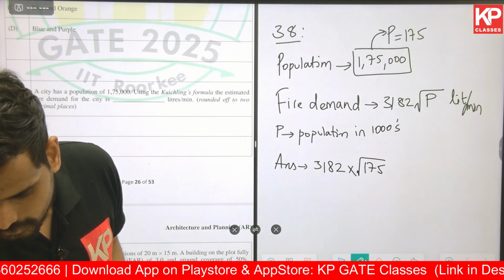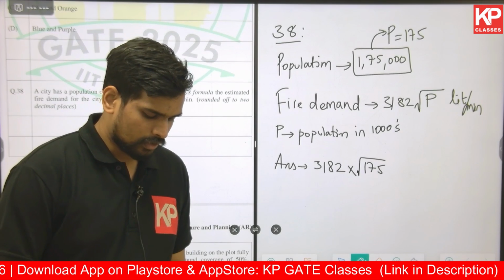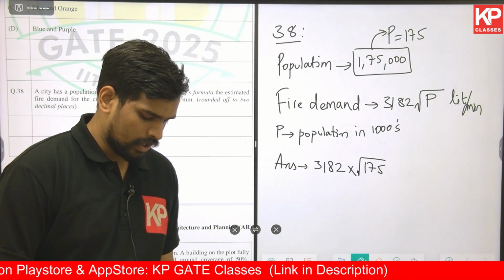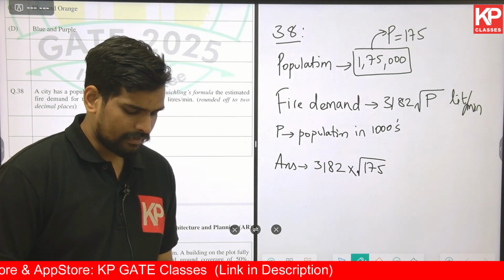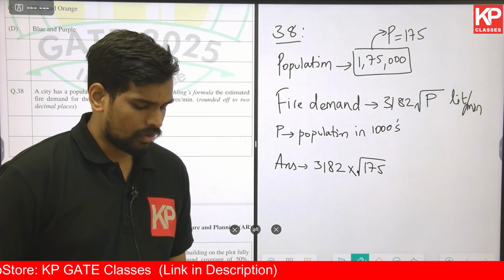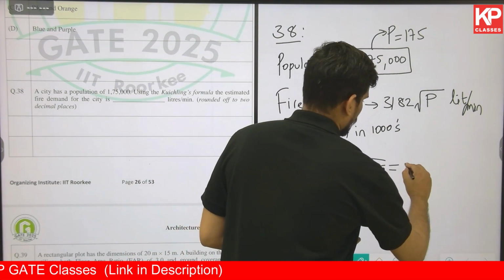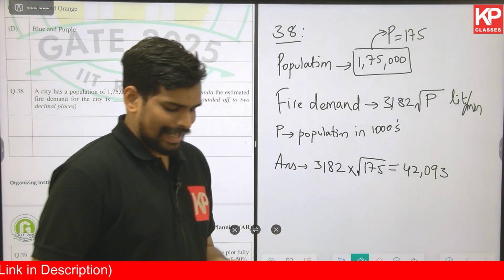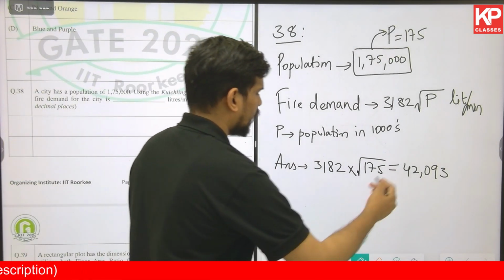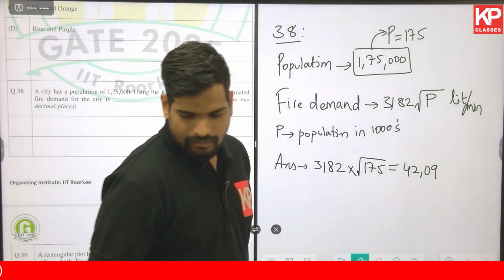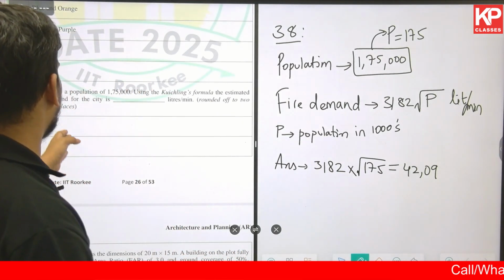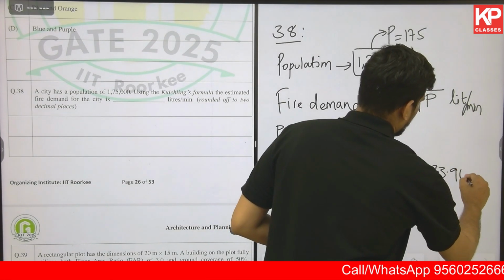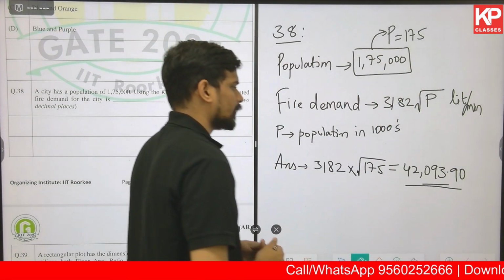You can use your calculators. If I check the value quickly, 3182 into root over 175, the answer is coming out to be 42,093.9. So you can write it as 094 if you wish. They have asked us to give an answer in two decimal places, so you can write it as this. That would be the answer for this question.